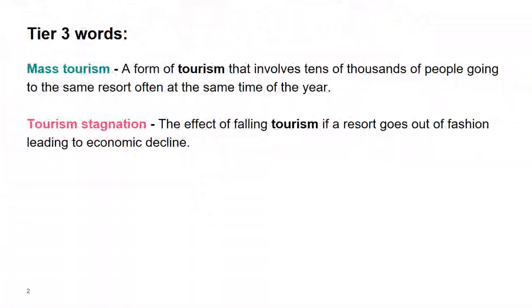Tier 3 words. Mass tourism. It's a form of tourism that involves tens of thousands of people going to the same resort, often at the same time of the year. An example of this is Cornwall or Devon this year.